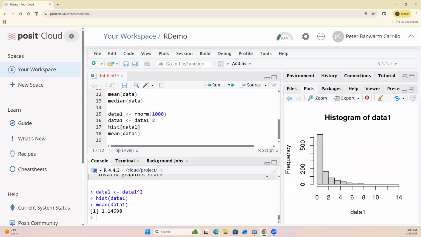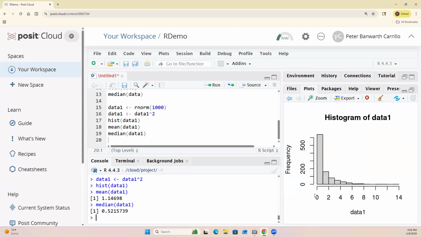It's 1.14. And the median is 0.5, right? So they're both kind of close to the side, but they aren't as close to each other as you might expect. I just kind of came up with this off the top of my head. If I wanted to really force it, I could do something like add in what are called outliers. Outliers are data that is surprising to see.